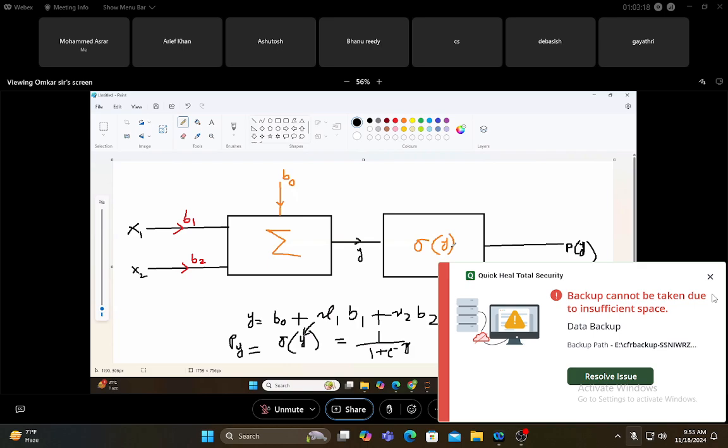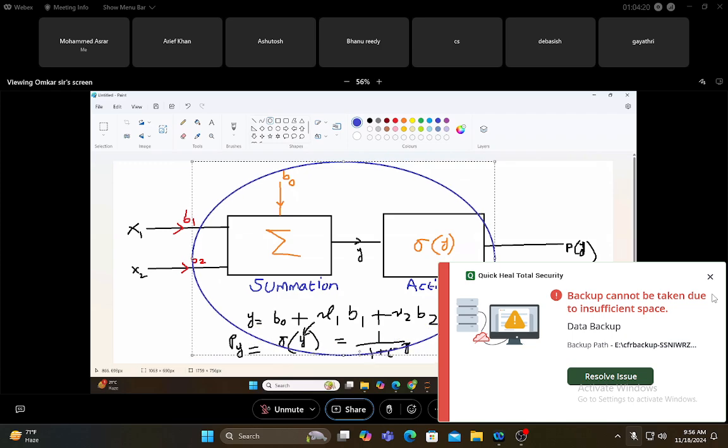What is happening here? Activation. What is happening here? Summation. Then next, what is happening? Activation. So two functions are happening here: summation and activation.